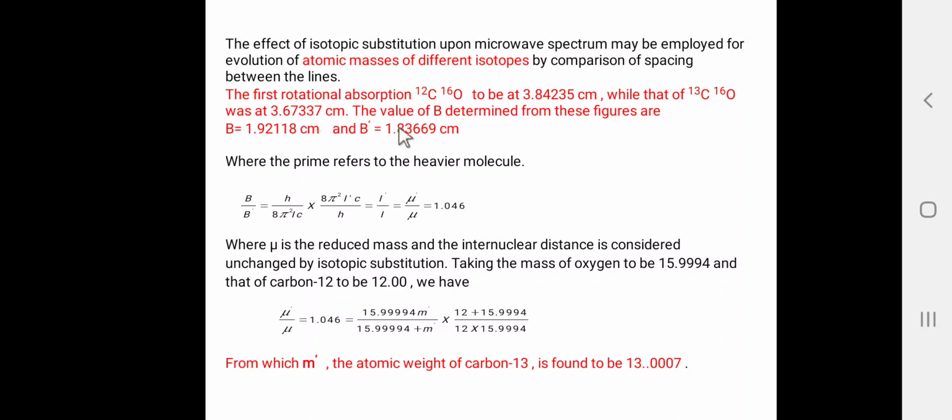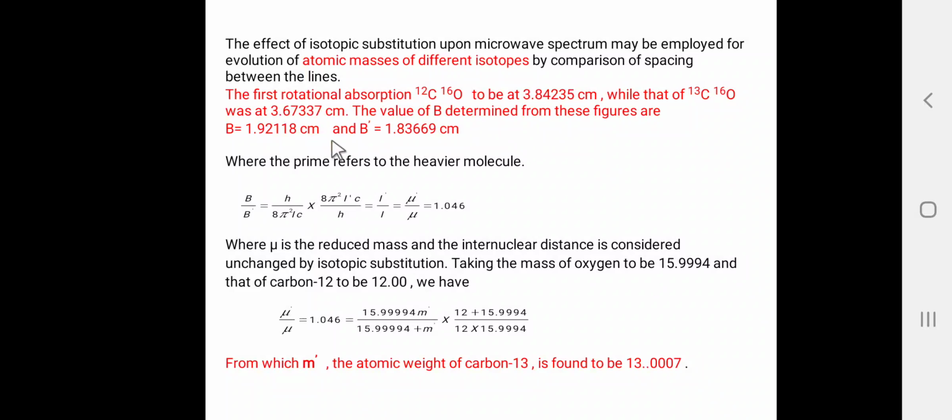3.37 centimeter inverse. So the value of B is determined. This is 2B, and this is also 2B. From this we can find out B. So B is equal to 1.92118 centimeter inverse, and B dash is 1.83669 centimeter inverse. What is B dash? B dash is the rotational constant for the carbon monoxide where carbon 13 is used.